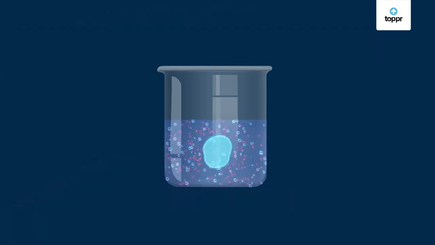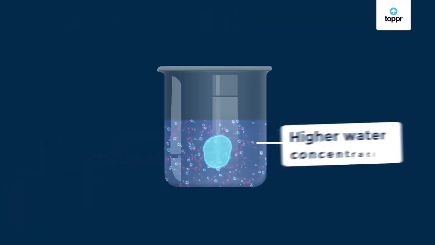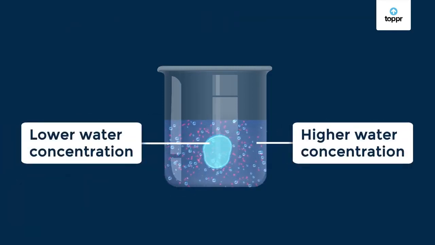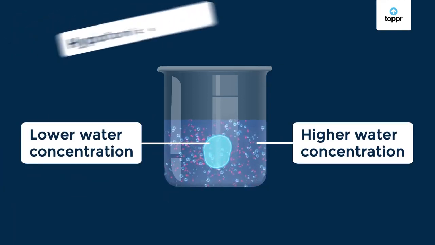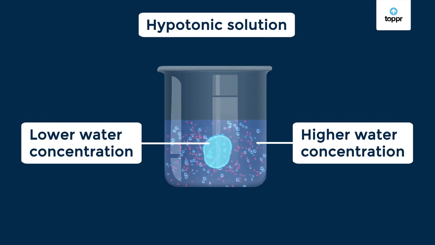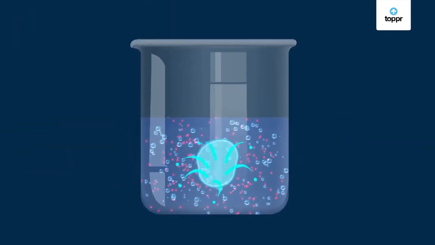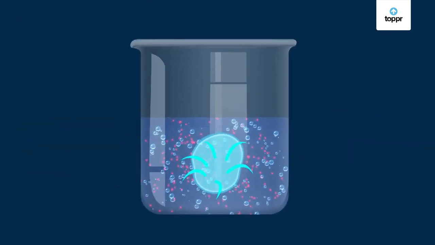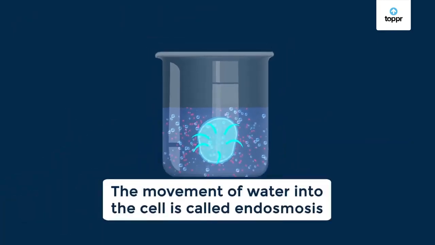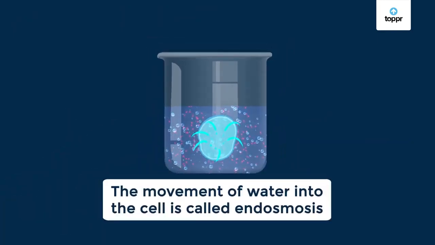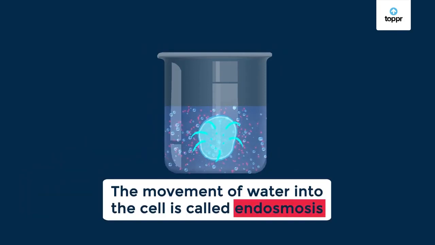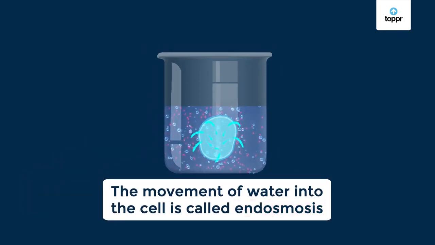Second possibility is if the water concentration in the surrounding salt solution is more than that inside the cell. The salt solution in this case is said to be hypotonic. Here, the water rushes into the cell, causing the cell to swell. This movement of water into the cell is called endosmosis. The term endo means entry.